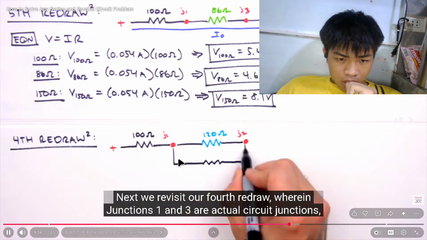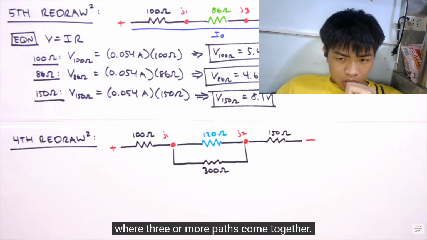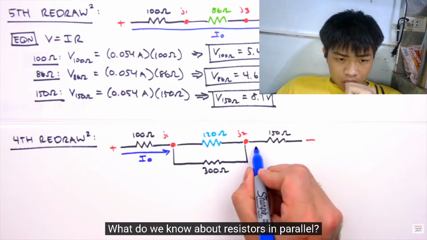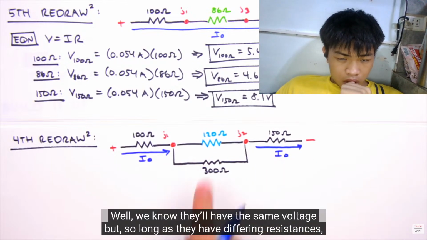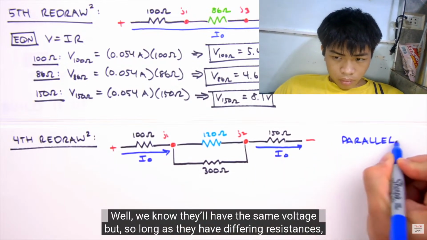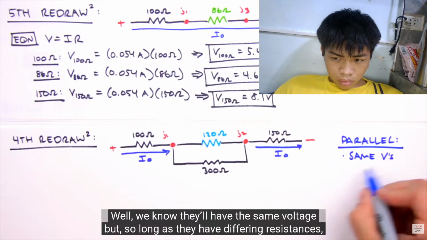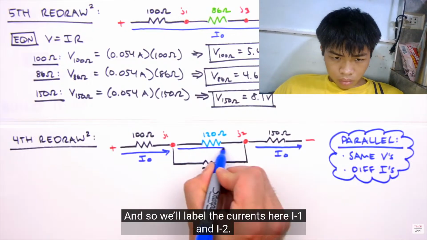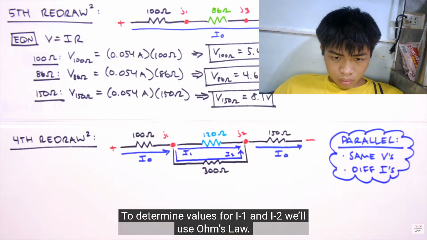Circuit junctions, where 3 or more paths come together. Here we have I0 splitting up into 2 currents at junction 1. What do we know about resistors in parallel? Well, we know they'll have the same voltage, but so long as they have differing resistances, they'll have different currents. And so we'll label the currents here I1 and I2. To determine values for I1 and I2, we'll use Ohm's law.